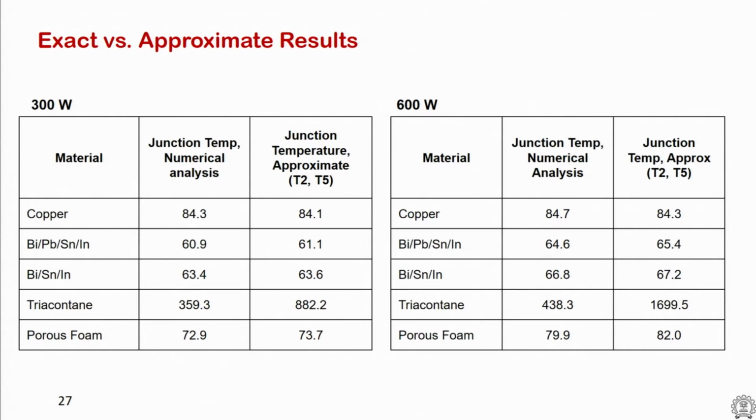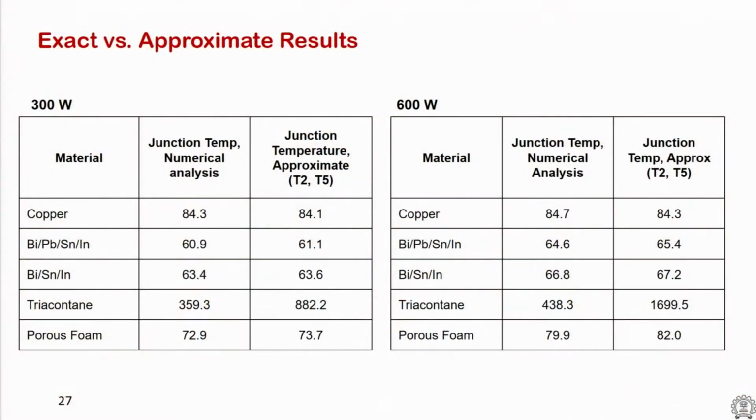For 600 watts, the copper temperatures are not quite different, but the alloys and the phase change material do show slightly higher temperatures. Even though the energy is the same, the power dissipated is high, that is, the heat flux is higher. So, that higher heat flux shows up as higher junction temperature, and you can see that the temperatures for trioxane without any thermal conductivity enhancement are quite poor. So, one has to now look into these characteristics.